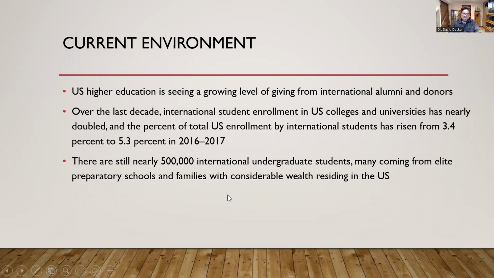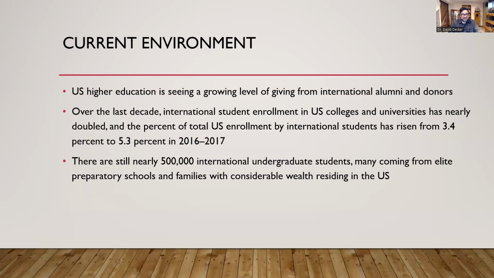There are still nearly 500,000 international undergraduate students, many coming from elite preparatory schools and families with considerable wealth residing in the US. It's common sense, but most of your international students have significant means because they're coming from families that are sponsoring them, or governments that are sponsoring them in their education in the US. If you think about it, there are very few scholarships for international students, meaning that most of these families are paying full sticker price for their child's education.